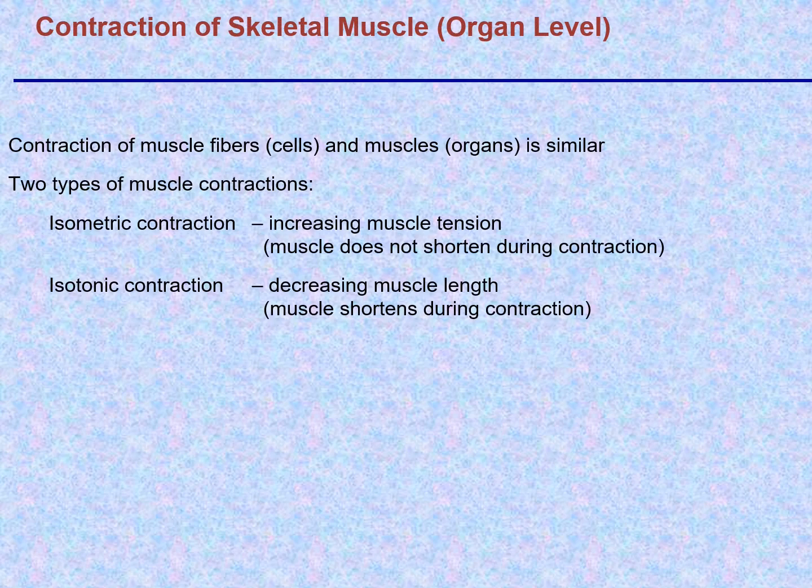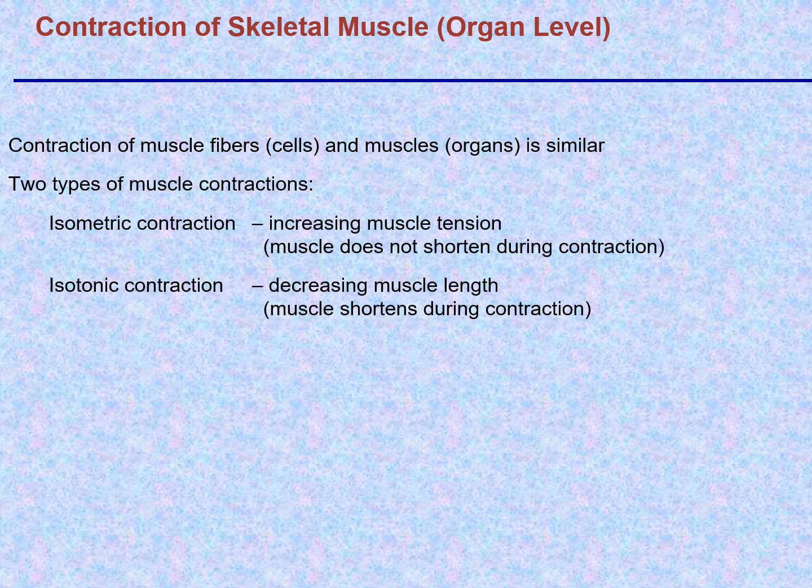Okay, at the organ level, remember that skeletal muscle does not have cells but has muscle fibers, and each muscle is an organ in itself. The contraction of the individual muscle fibers and the muscle is similar. So what I say in terms of contraction applies to the entire muscle also, not just individual skeletal muscle fibers. There are two types of muscle contraction. One is isometric and the other is isotonic. Iso referring to same, metric a measure of distance, and tonic a measure of tension.